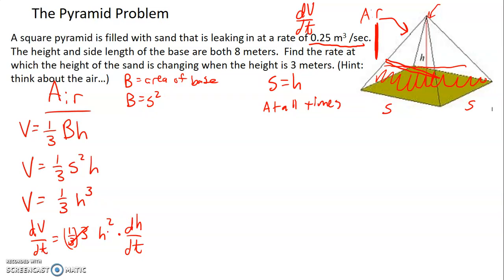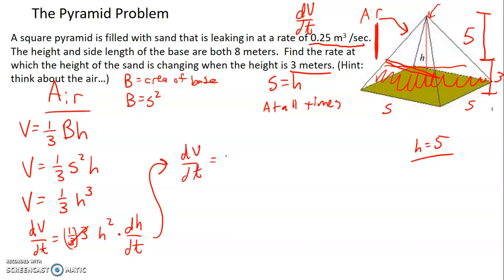So I want to know what H is. And some of you guys are going to be tempted to plug in 3, but that's the height of the sand. If the sand is 3, that means at that instant the air would be 5, because together they need to make the total height, which was 8. So at this instant, we're going to be looking at H as 5. So dV/dt equals H squared dH/dt. I want to know the rate at which the height is changing, so this is what I want to find.